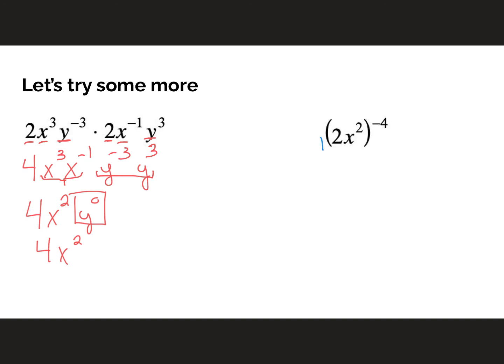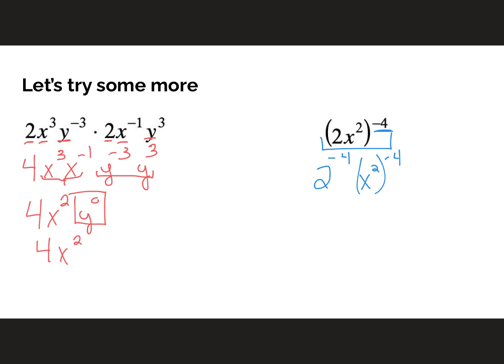Now let's try this one. Here, I have a negative 4 power here. So I'm going to first give it to each of the two things inside here. So I have 2 to the negative 4th power. And then I have x squared to the negative 4th power. Well, remember that our negative powers just mean they flip over.